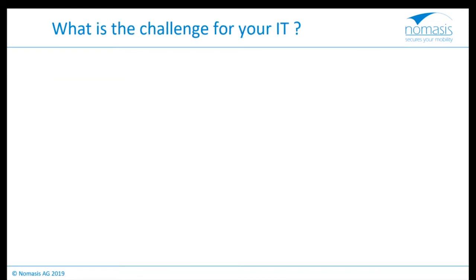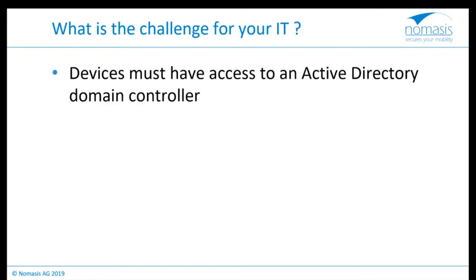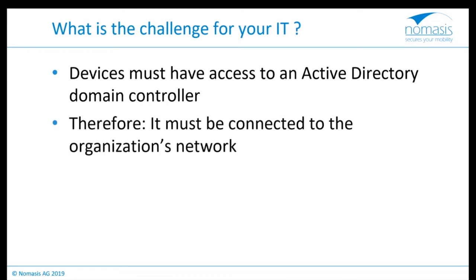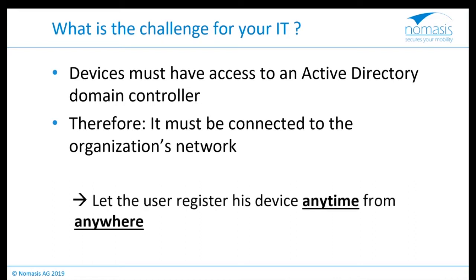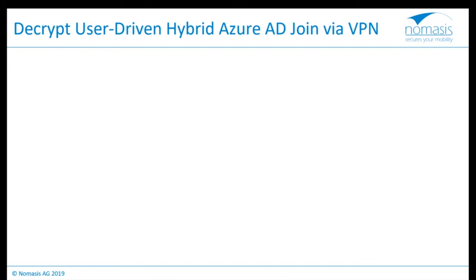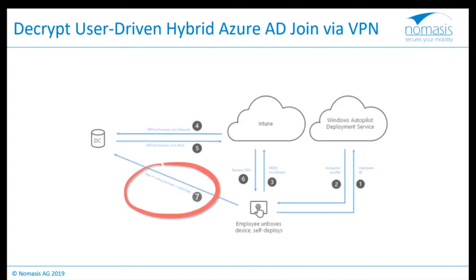So let's just summarize the challenge shortly. The device must have access to the Active Directory domain controller to join it, and must therefore be connected to the organization network. So how can the user register his device anytime and especially from anywhere? So let's decrypt user-driven hybrid Azure AD join via VPN.